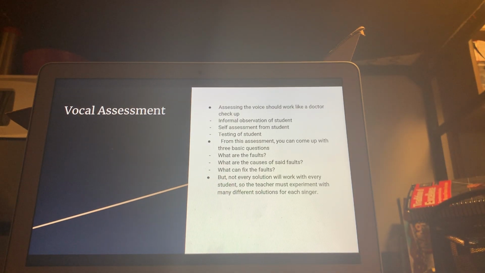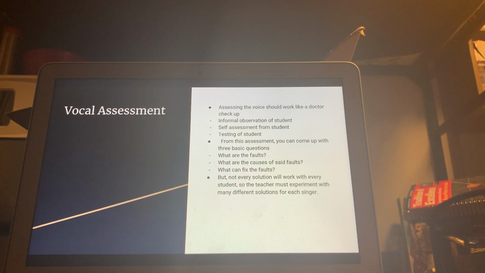So, one of the first things the book talks about is how assessing a student's voice is just like a doctor assessing a patient. There's informal observation of the student, so observation and assessment begins the second the student walks in. When you ask him a couple questions, get him talking, those little side conversations in the beginning, you see how he speaks, how his resonation works, where the pitch likes to fall when he talks, how he carries himself with his posture, stuff like that. And then self-assessment from the student.